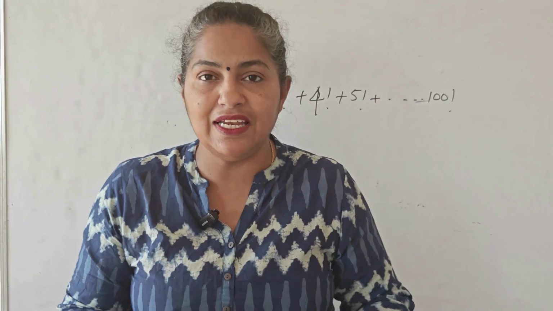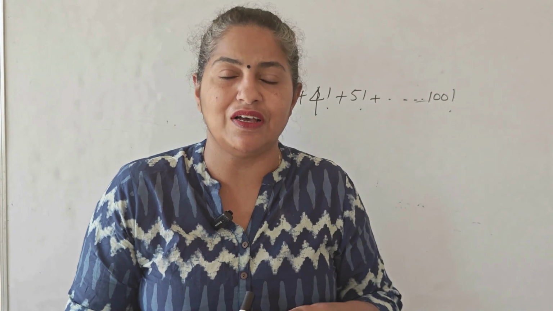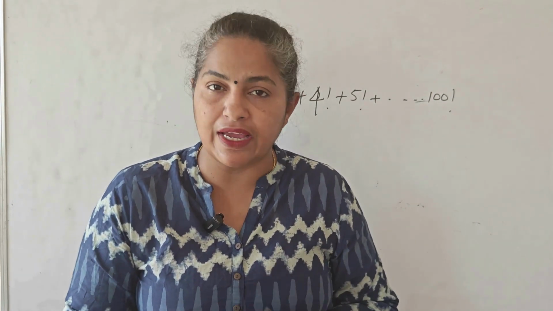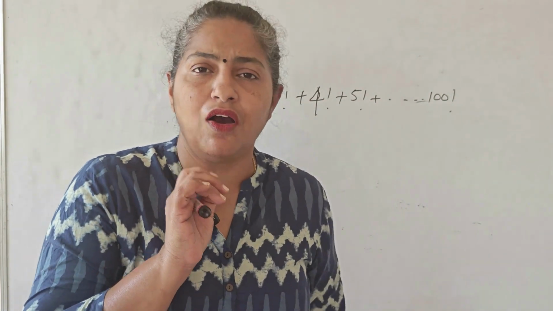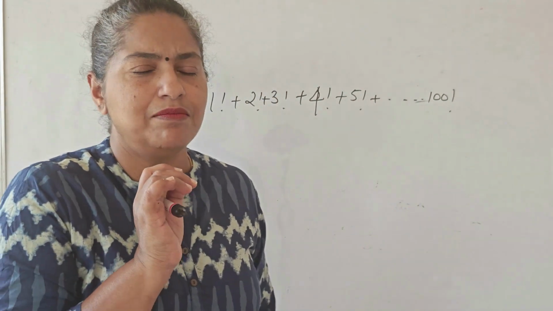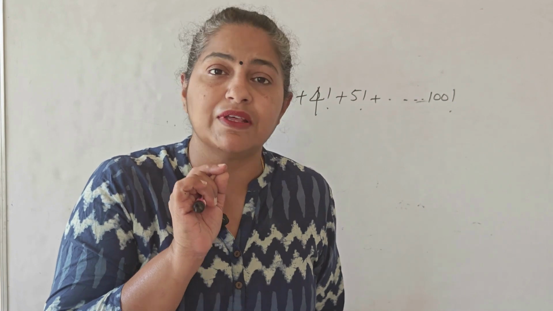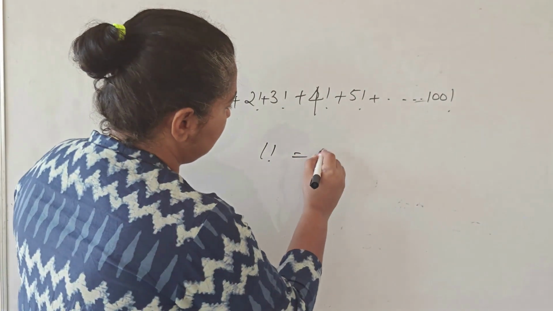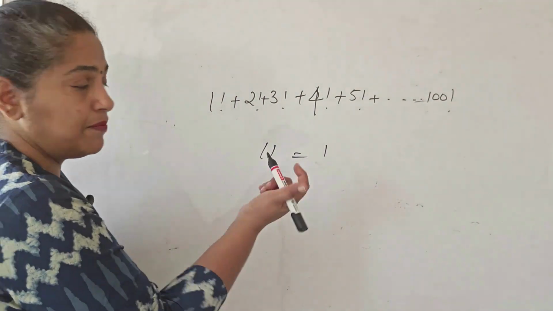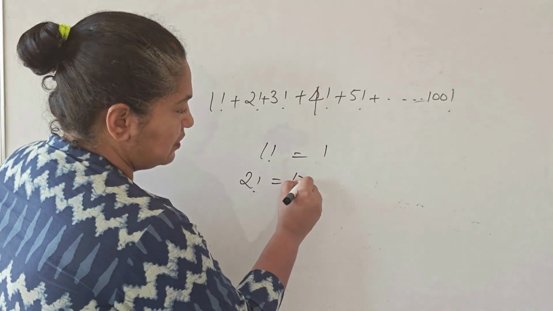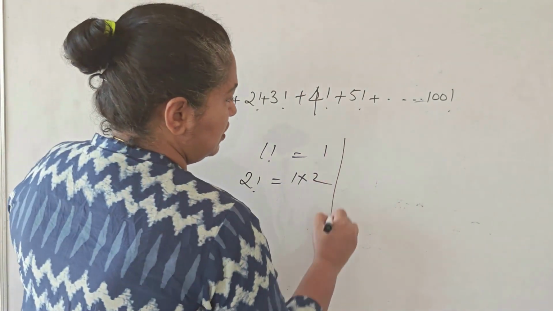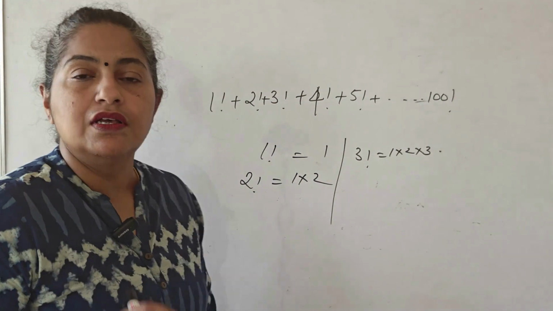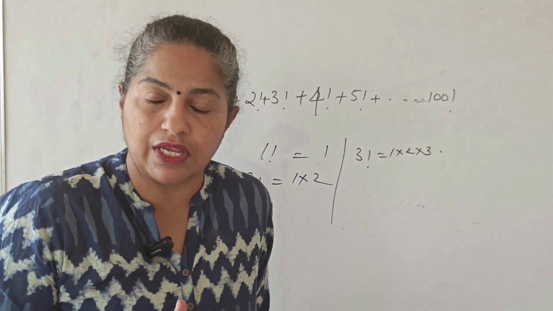Now this is a brilliant sum. This is an extremely beautiful sum and a very simple sum as long as you know the meaning of factorial. Now let us see how we can solve this very easily. It's a very basic tip that I am going to give you. What is 1 factorial? It is 1. What is 2 factorial? It is 1 into 2. Now what is 3 factorial? Okay, so this is the basic meaning of the factorial.